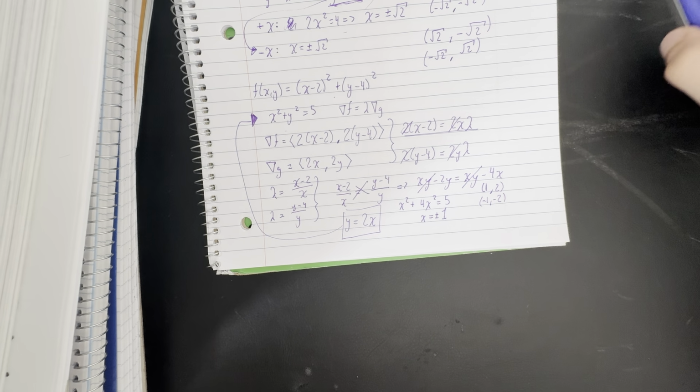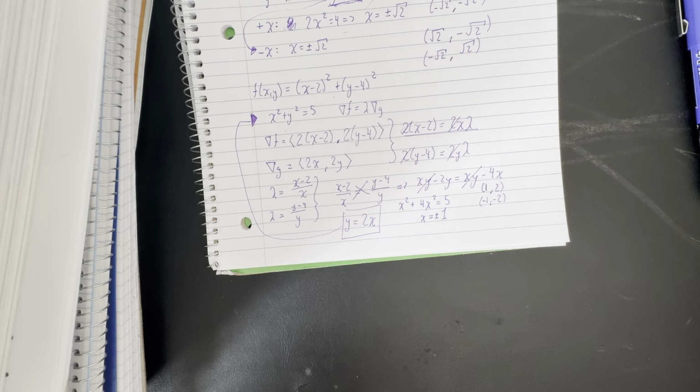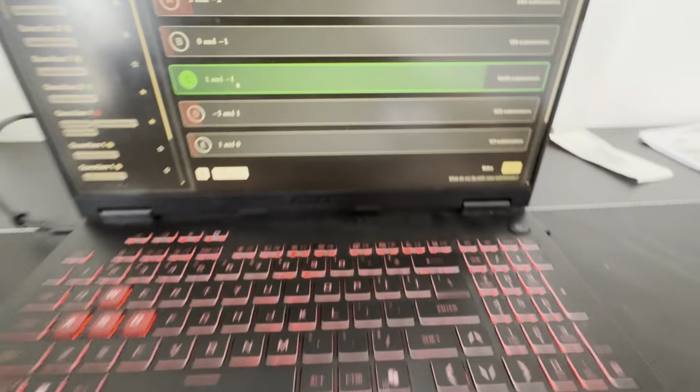And the problem asked to find the x components only of the points where the absolute max and min occur. So we only have 2 points, and we have 1 and minus 1 as our solution.